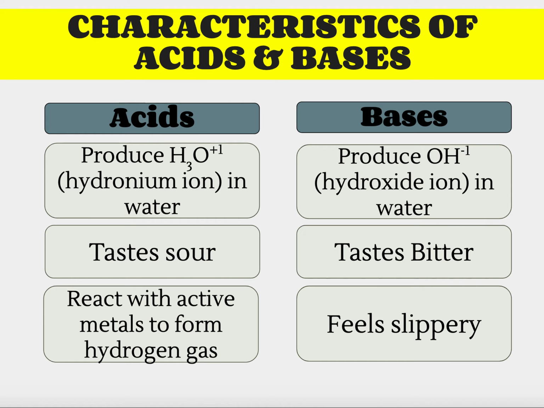Acids produce what we call the hydronium ion. This is usually what gives acids all of their chemical properties. Bases produce the hydroxide ion. Both of these are polyatomic ions. Acids taste sour, bases taste bitter.